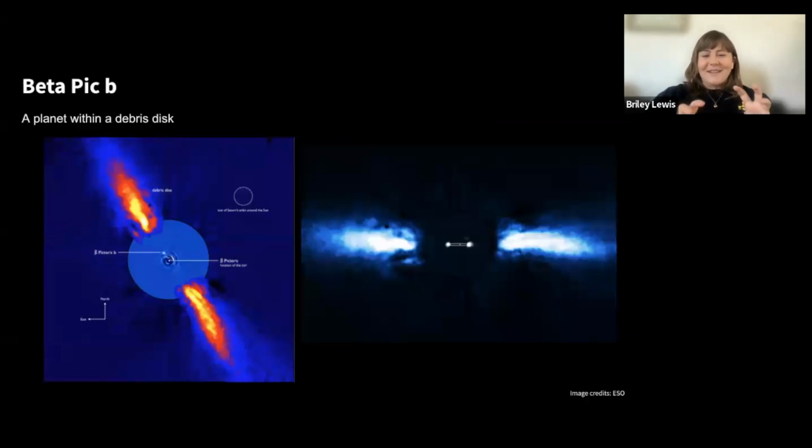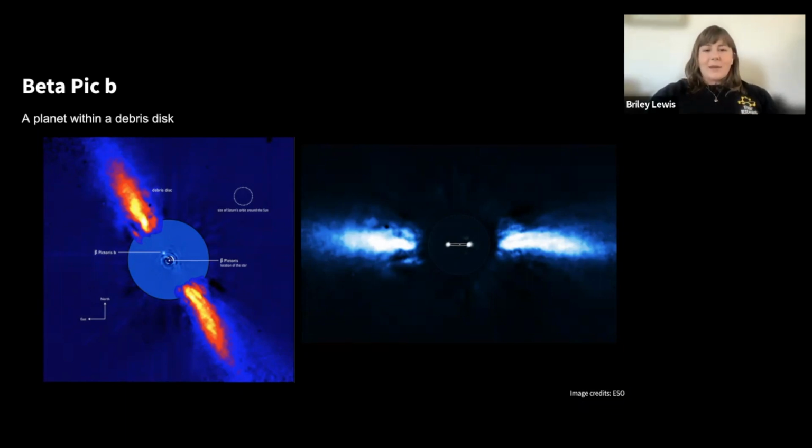And now we're on to not just planets, but also disks. So that dusty stuff that someone mentioned in a question earlier. Beta Pictoris b is this really interesting system where we have seen both a planet and a debris disk, all of the dust left over from forming planets. The yellow, red, and blue on the outside is the debris disk, and that's overlaid on an image of directly imaging the exoplanet Beta Pic b.